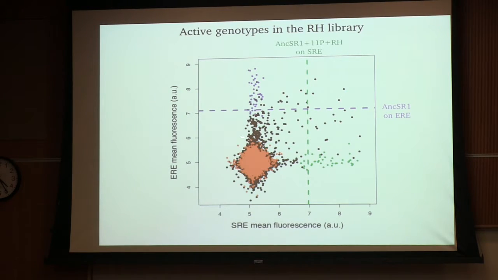We can color as purple the ERE-specific genotypes, which are as good as the ancestral state on ERE but do not activate on SRE. Green is the SRE-specific ones, which activate on SRE as well as the derived genotype did, but don't activate on ERE. And then in blue are the promiscuous ones, which activate above null on both.